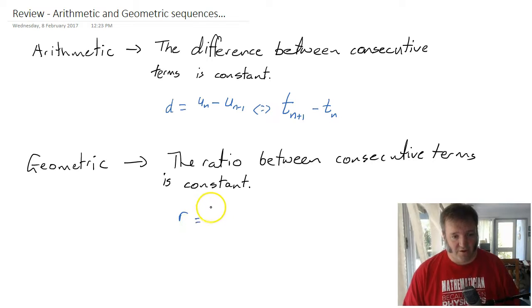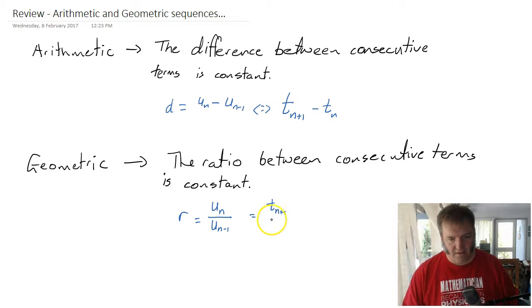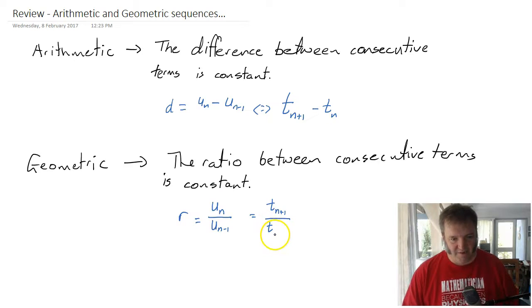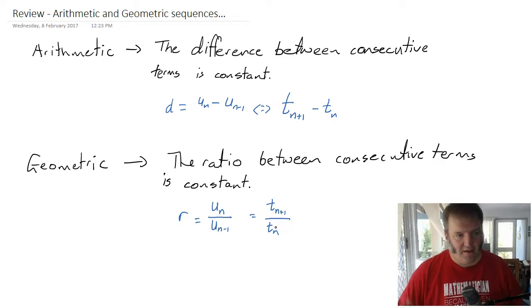So the ratio between two terms: if I take term n and divide by the term that came before it, that should give me the constant ratio. Again, if we're using t notation, remember the book will use u, while IB often uses t. It doesn't really matter; it works the same way. It's arbitrary what notation we use. So that's okay. Arithmetic and geometric sequences, not so bad.